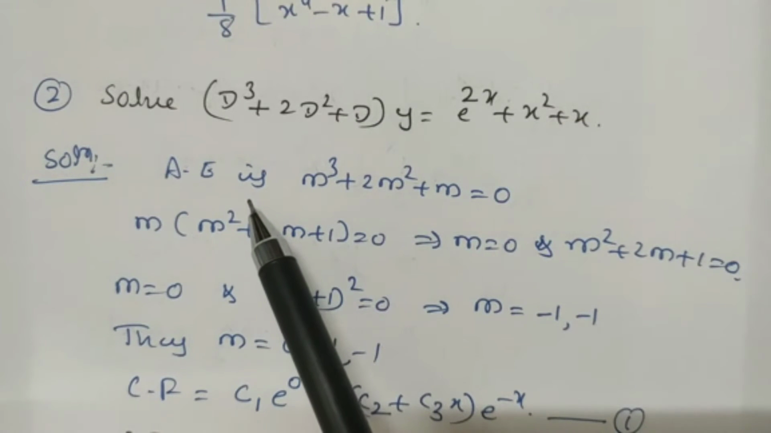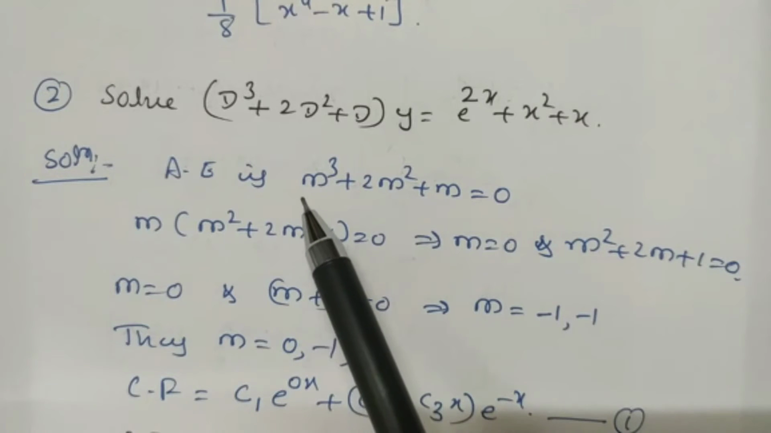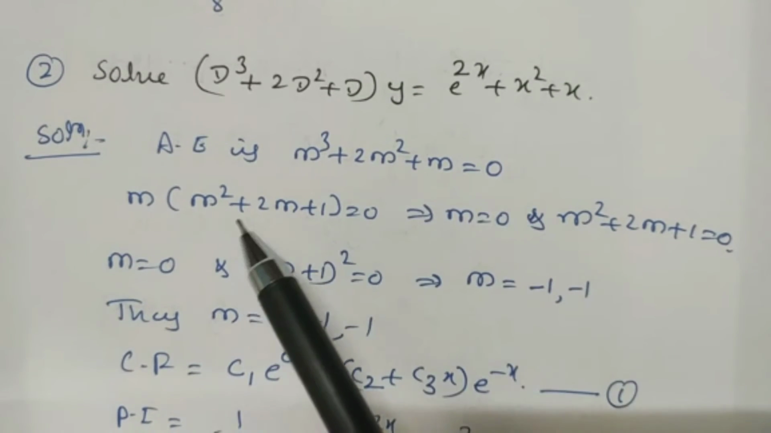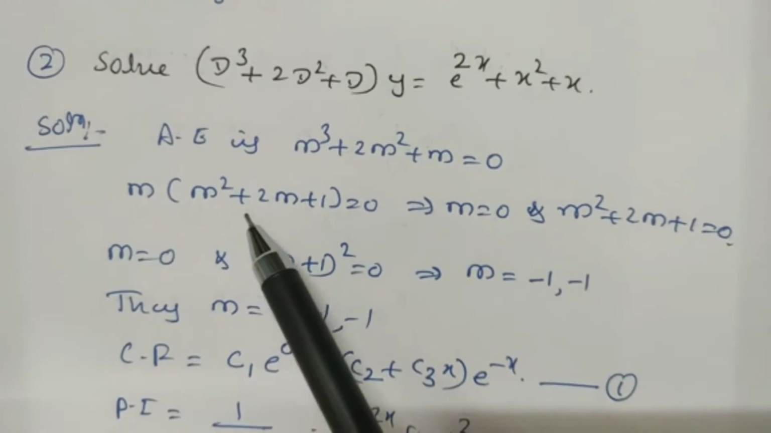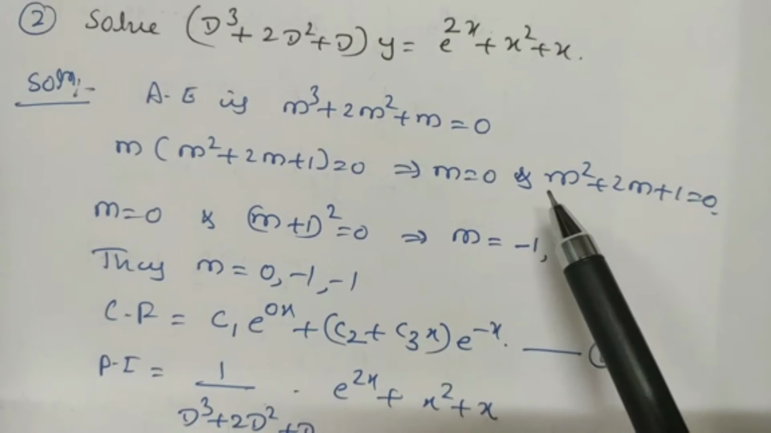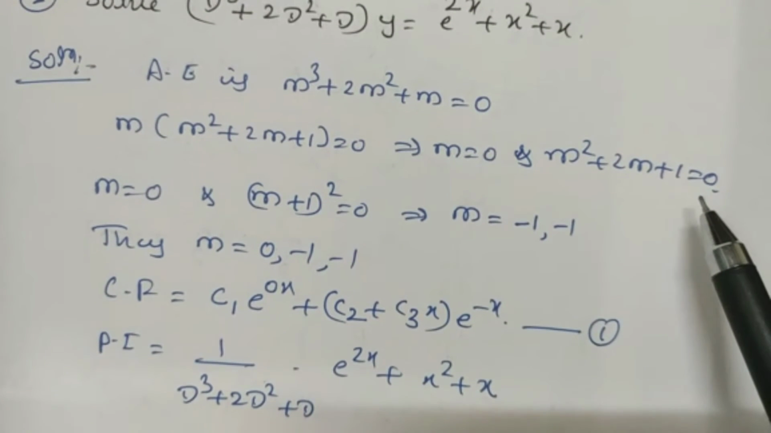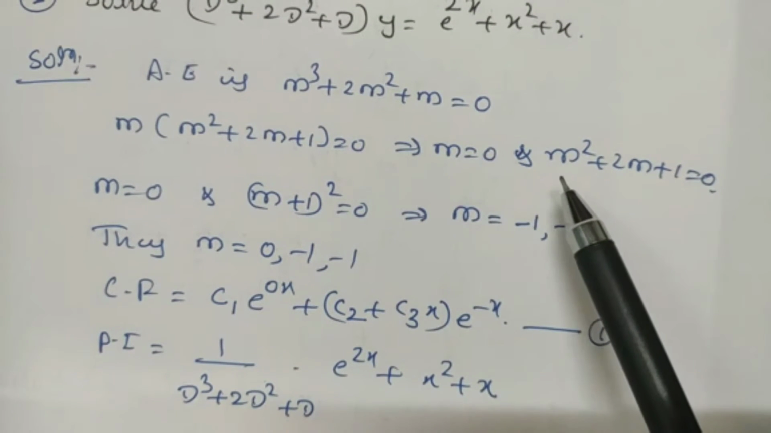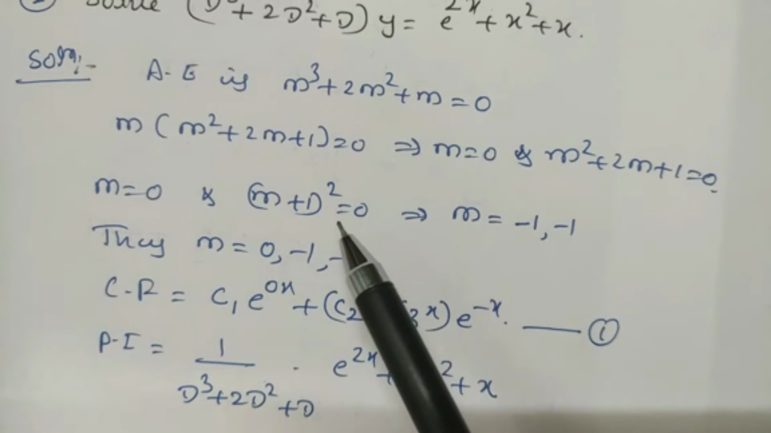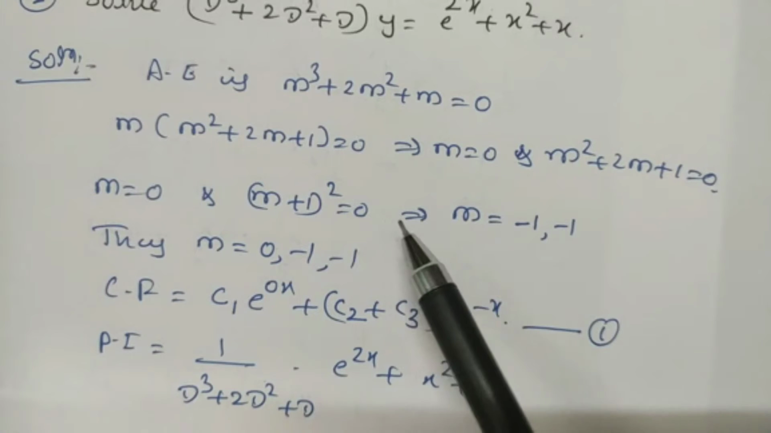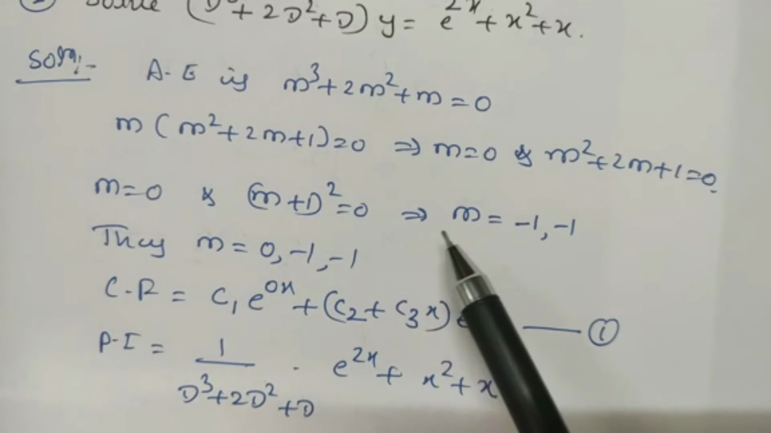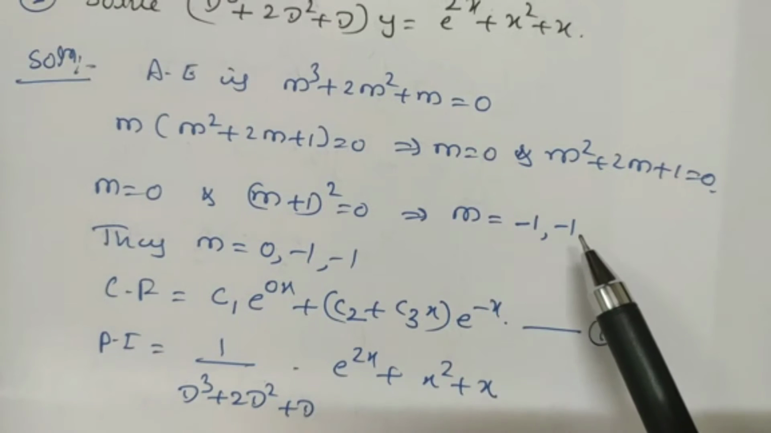For that, first you have to write the auxiliary equation, which is m cube plus 2m square plus m equals 0. So take m common, it will be m into (m square plus 2m plus 1) equals 0, and this implies m equals 0 and m square plus 2m plus 1 equals 0. We can factorize this, it is nothing but (m plus 1) whole square equals 0. So this implies m plus 1 equals 0 and m plus 1 equals 0. This implies m equals minus 1 and minus 1.